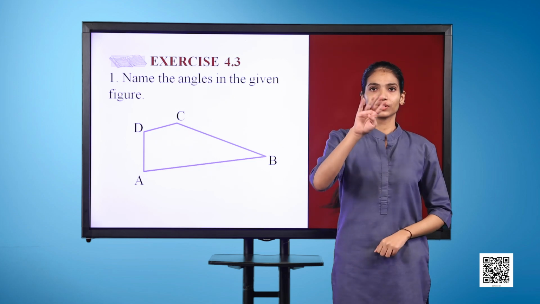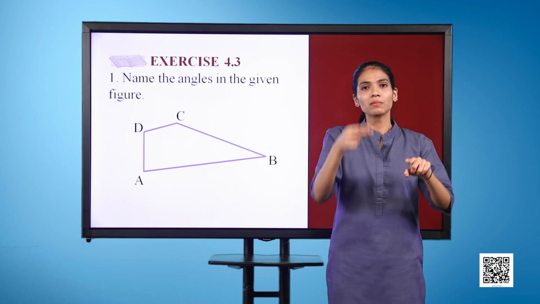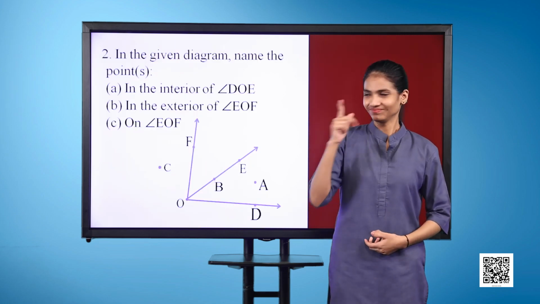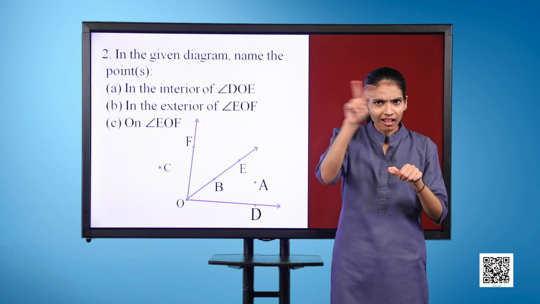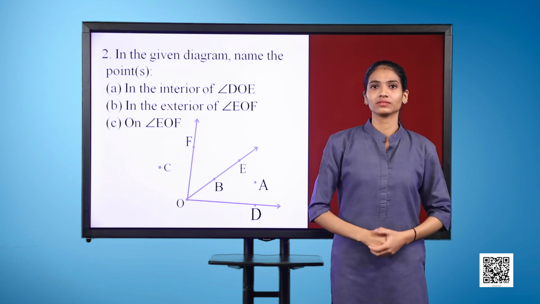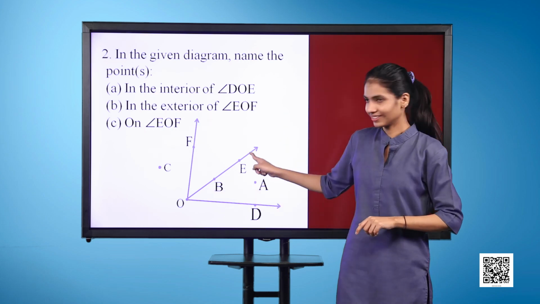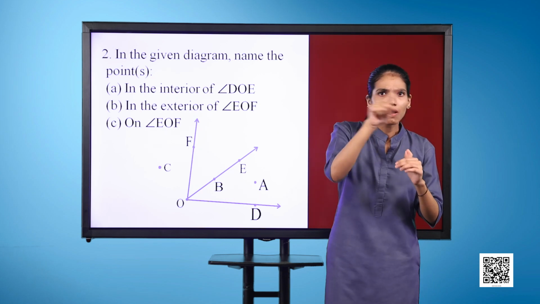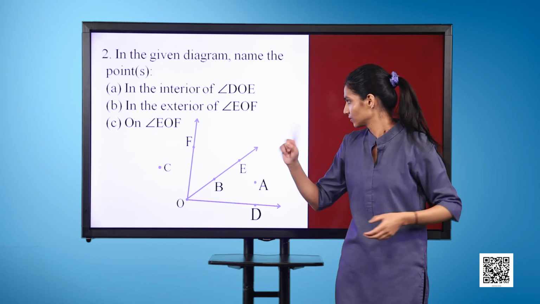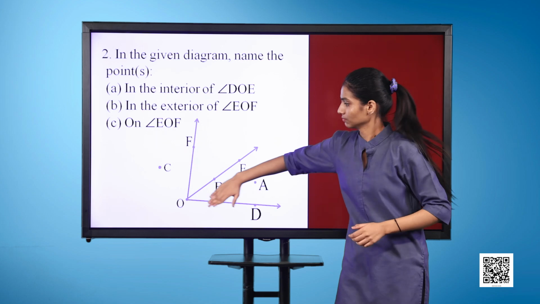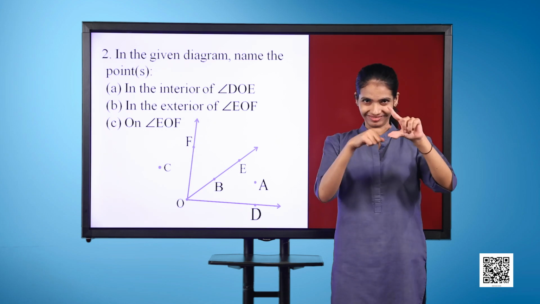Exercise 4.3. 1. Name the angles in the given figure. 2. In the given diagram, name the point or points. A. In the interior of angle DOE. B. In the exterior of angle EOF. C. On angle EOF.